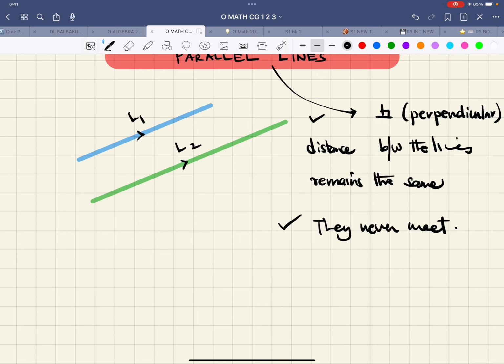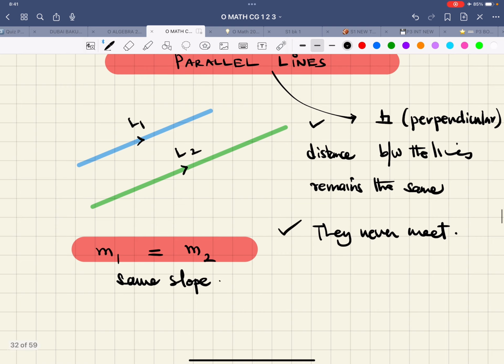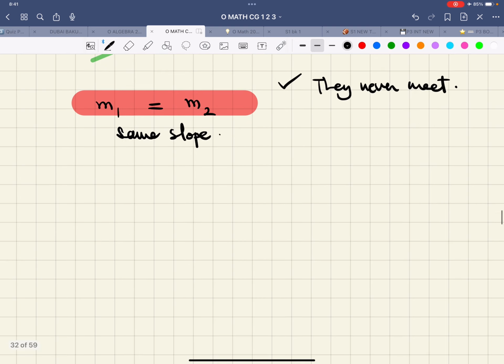The gradient of line 1 is M1, the gradient of line 2 is M2. If two lines are parallel, let me highlight this, they have the same slope, they have the same gradient. That is the thing by which we will judge if two lines are parallel.